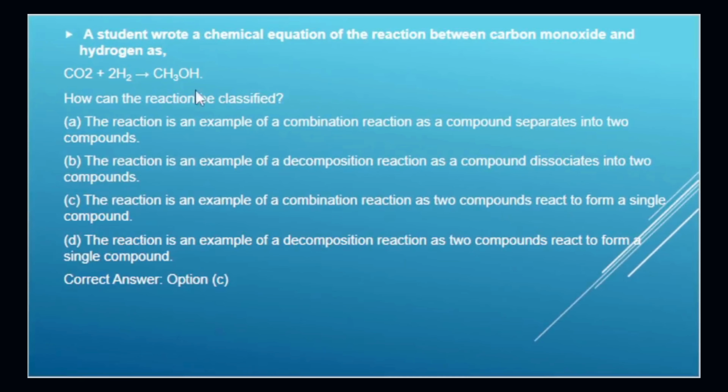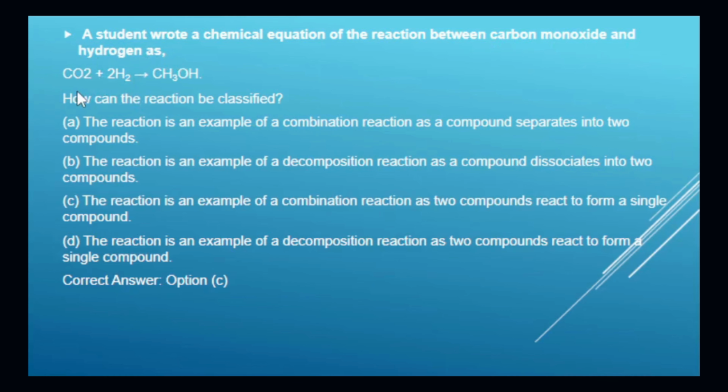Alright, so the question is, a student wrote a chemical equation of the reaction between carbon monoxide and hydrogen. So there is a student who wrote the chemical reaction of carbon monoxide and hydrogen in this way, wherein you can see there are multiple reactants and the product is single. Now the question is, how can the reaction be classified?